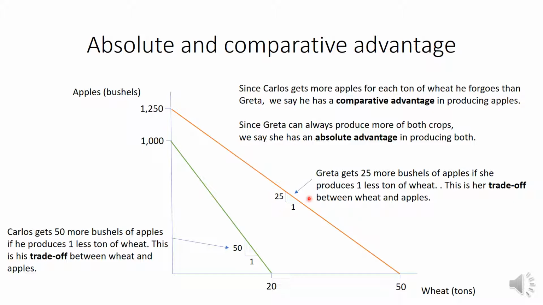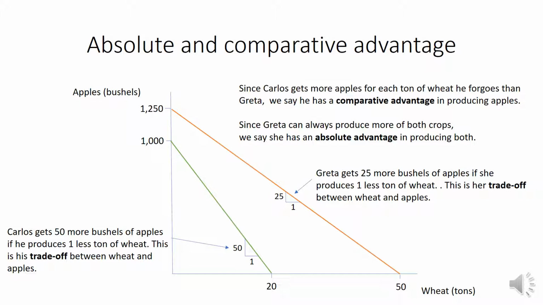So even though Carlos is not very good at producing either apples or wheat on his farm, since he's relatively better at producing apples than wheat than Greta is, he should specialize on his farm in producing only apples, and Greta should produce only wheat, and they should trade with one another, and that will make both of them better off. So when people can trade with one another, they should specialize in the activity in which they have a comparative advantage.